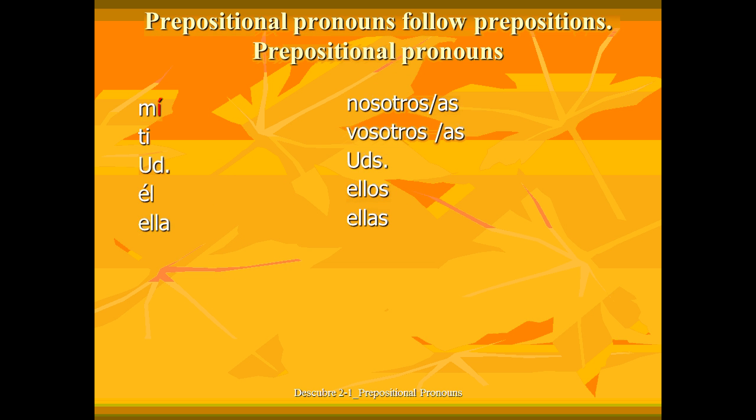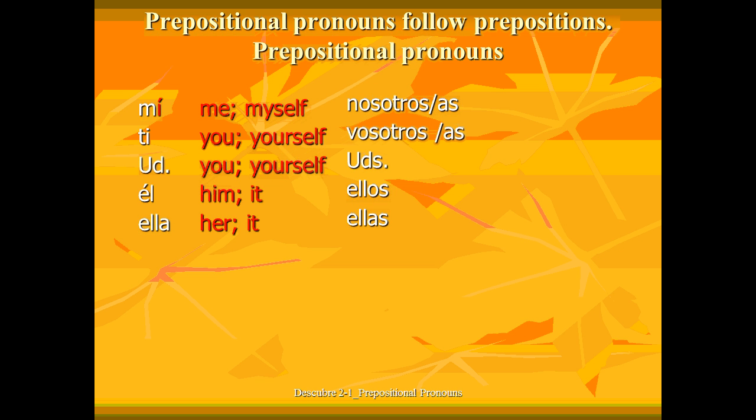Here is a list of some of the prepositional pronouns and what they mean in English. So please write the singular on part B. Mí is me or myself. Ti is you or yourself. Usted is you or yourself. Él is him or it. Ella is her or it.